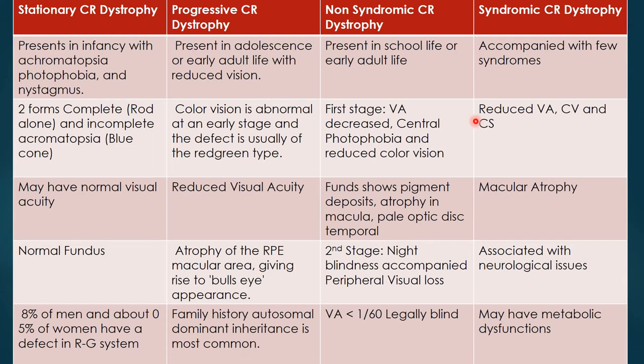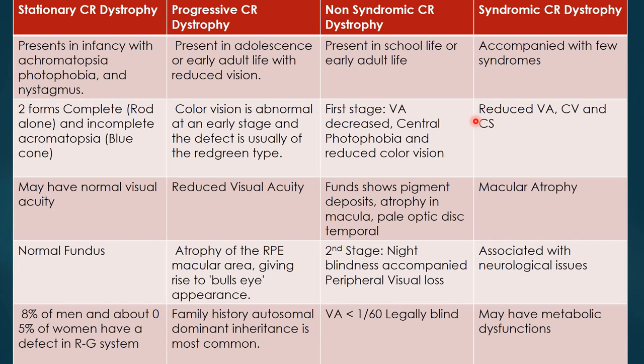In stationary cone rod dystrophy, it mostly occurs in infants, with achromatopsia, photophobia and nystagmus. It can be further subdivided into two types: rod monochromacy and incomplete achromatopsia, which is blue cone monochromacy. In this case the patient will have normal vision and the fundus will also look normal. It has a lesser prevalence compared to other dystrophies, with 8% of men and 5% of women affected.